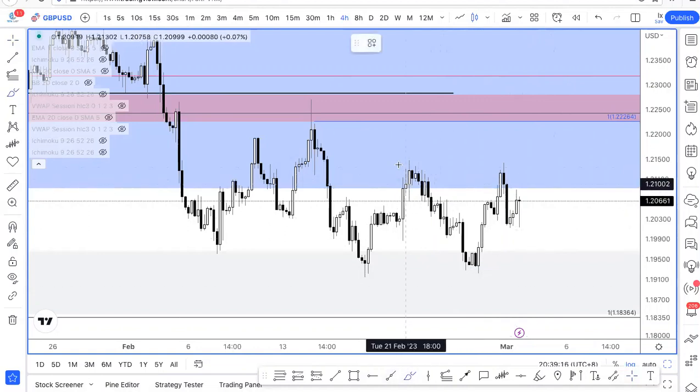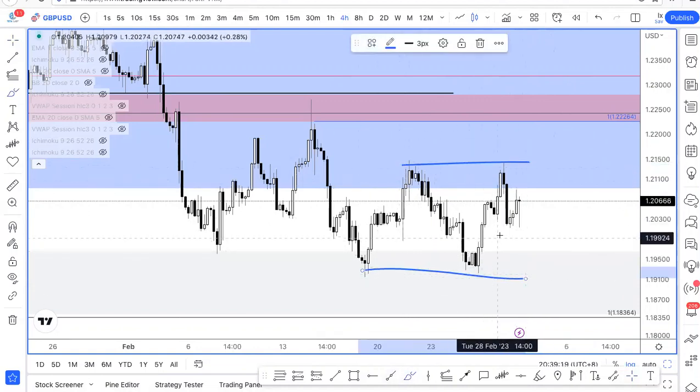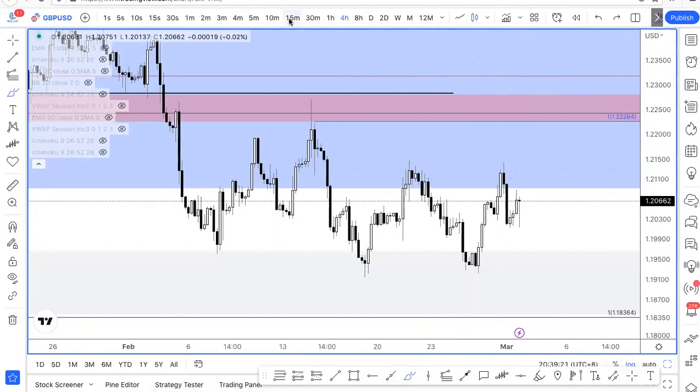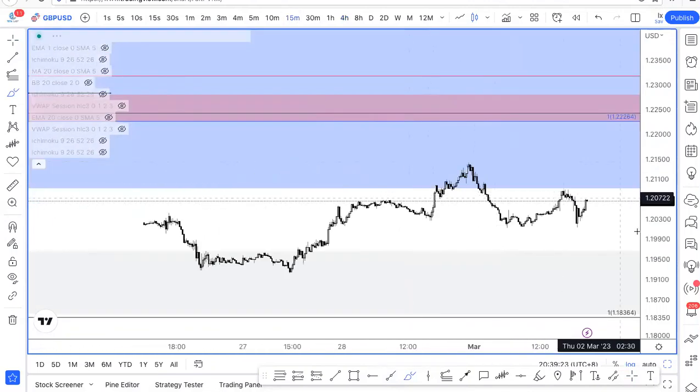So we have a high over here, we have a low over here, right? Both of them were not broken. So this is the picture on the 4 hours. Let's go on to the 15 minutes time frame and see what we have.